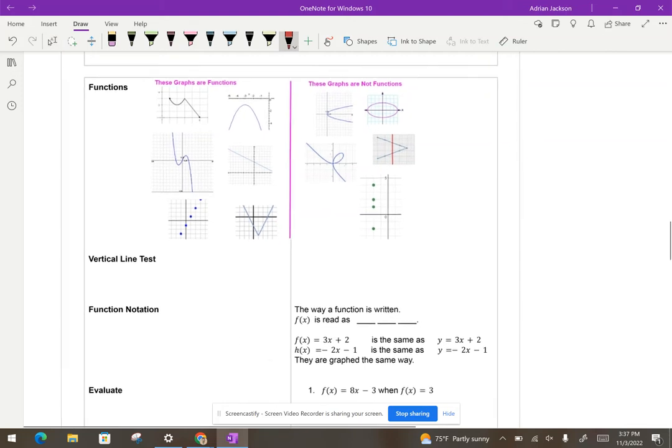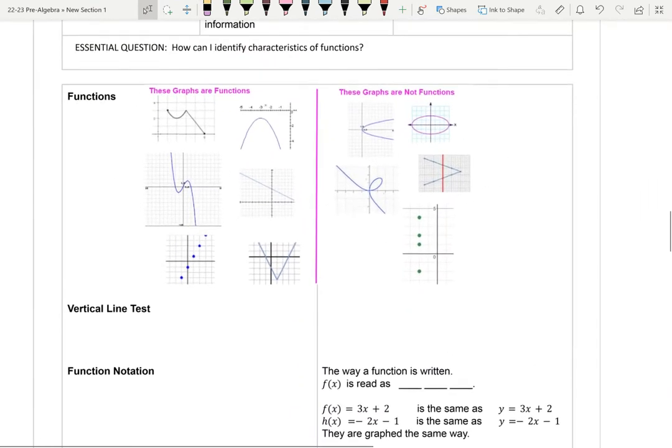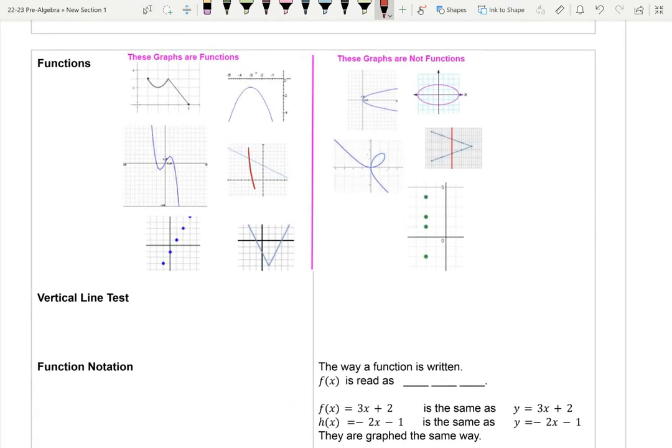Okay, so today we're going to start with the vertical line test, and that's a way that you can tell if something is a function. So if you draw a vertical line at any point on the graph and it crosses once, then it is a function. So cross once is a function.